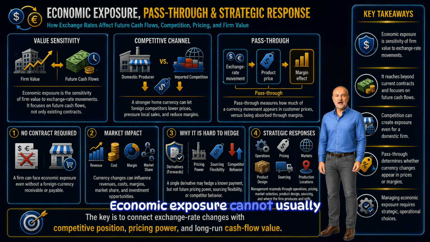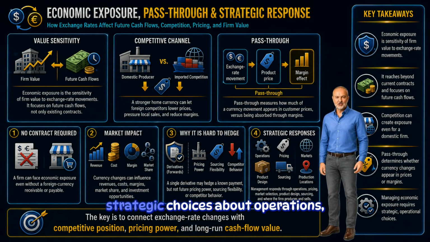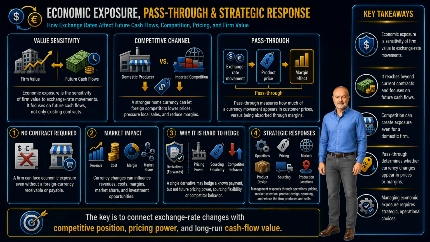Economic exposure cannot usually be eliminated with a single derivative. A financial contract may hedge a known payment, but it cannot fully hedge future market share, pricing power, sourcing flexibility, or competitor behavior. Managing this exposure requires strategic choices about operations, pricing, markets, product design, sourcing, and where the firm produces and sells.